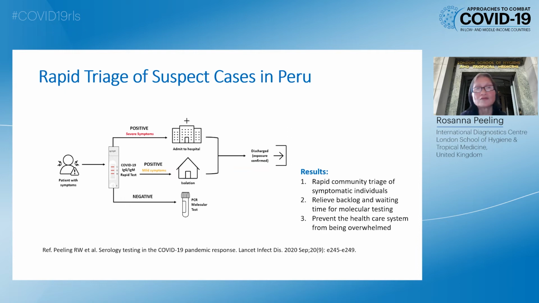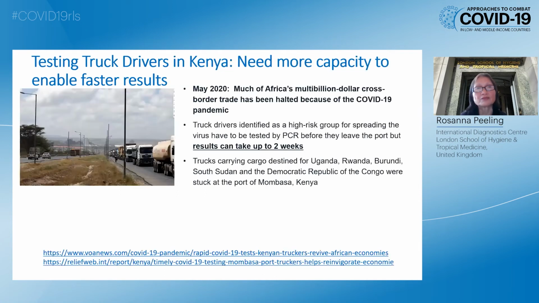Our team would visit them in their home and use serology tests for IgM or IgG to know whether they are exposed. And if they're exposed, then they have to be isolated. But if they're negative, then another specimen is taken for molecular testing. And this resulted in the rapid community triage of symptomatic individuals, relieved the backlog and waiting time for molecular tests, and prevented the healthcare system from being overwhelmed.